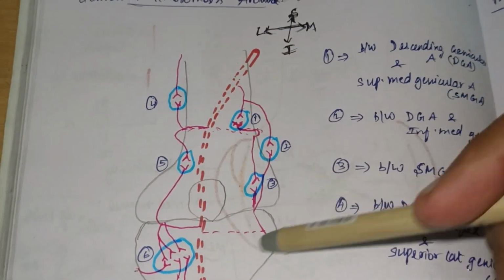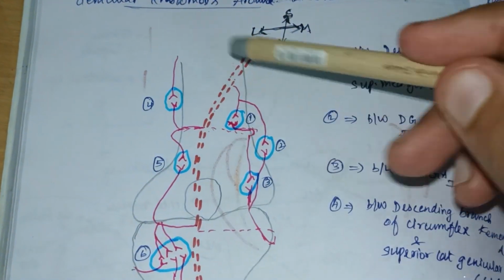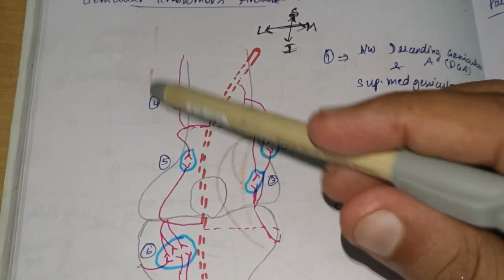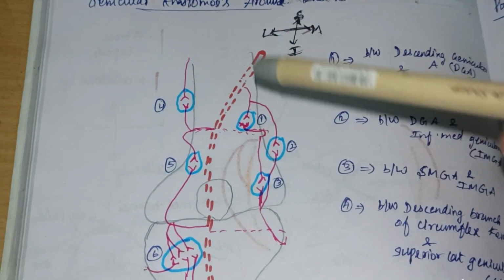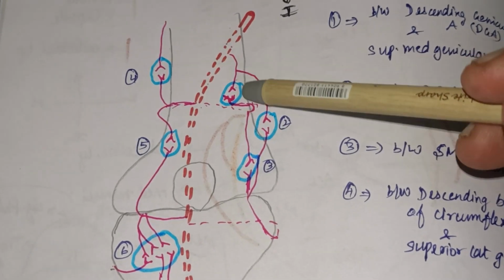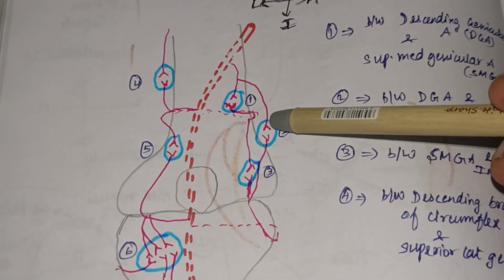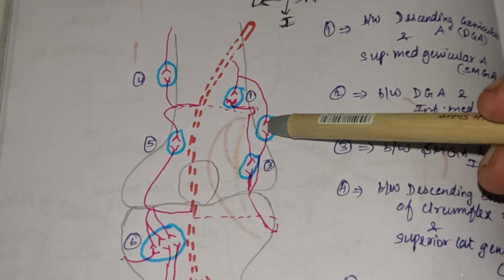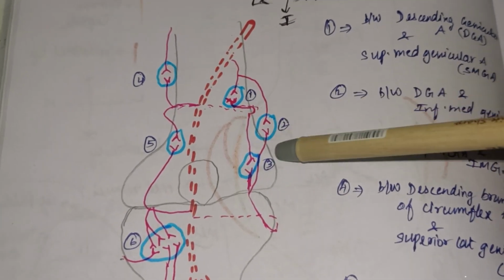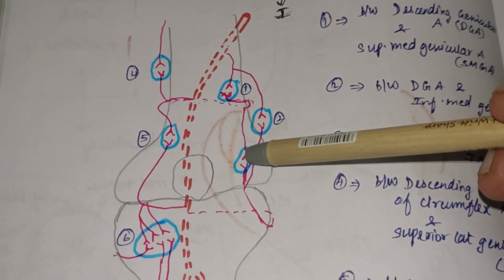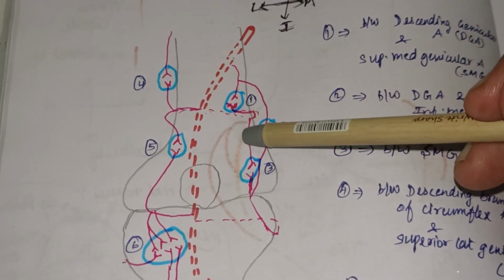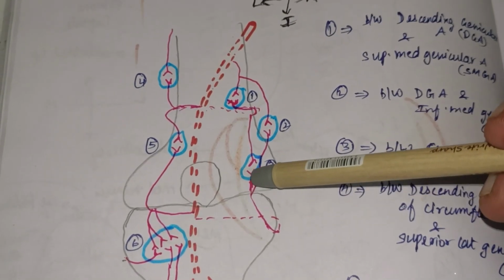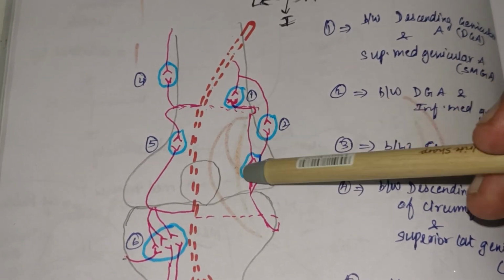So this side is medial side and this side is lateral side. The arteries present here are medial genicular arteries, and the arteries present here are lateral genicular arteries. Now this descending genicular artery anastomoses with the inferior medial genicular artery. This is the second anastomosis, and the third anastomosis is between the superior medial genicular artery and the inferior medial genicular artery. This is the third anastomosis.